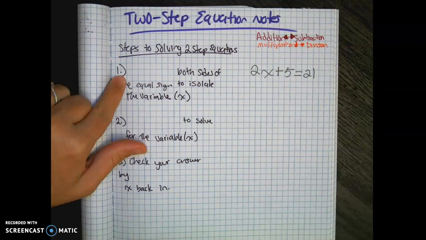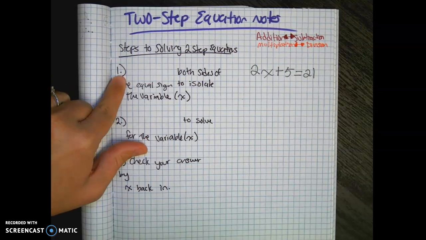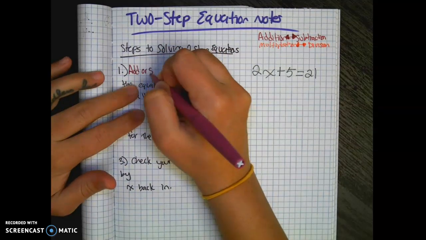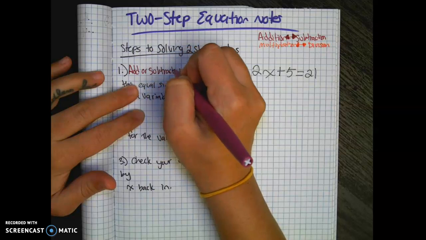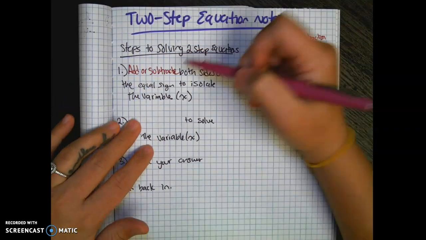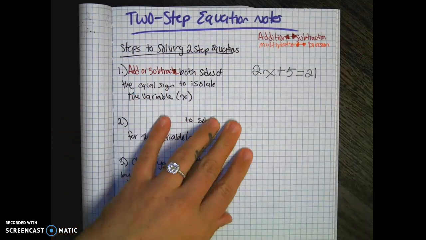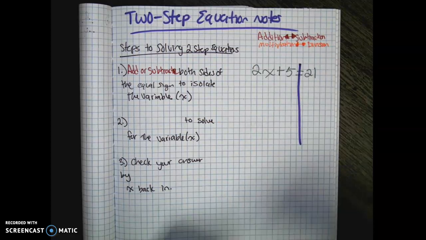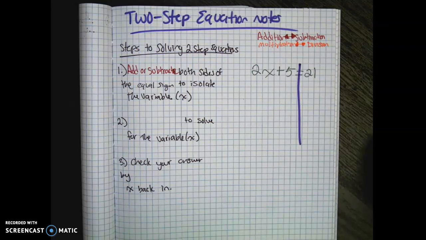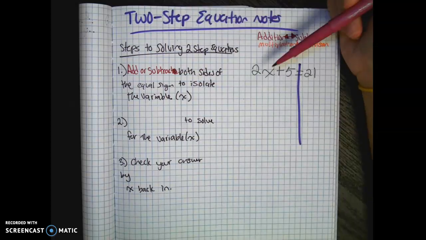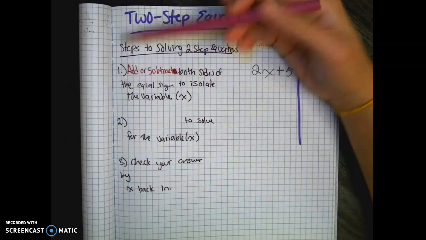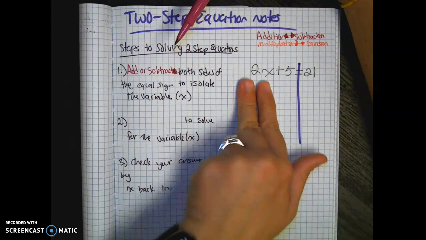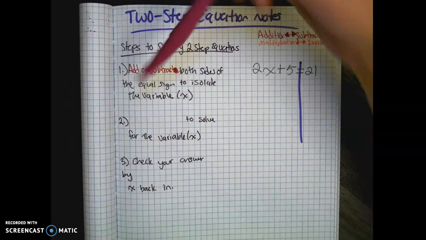So my first step, what I need to do in order to solve for the variable, is add or subtract both sides of the equal sign to isolate the variable. So first I need to draw my line straight down from the equal sign, so that way I know where the middle of my equation is. I need to get this 2x by itself first in order to solve for x.